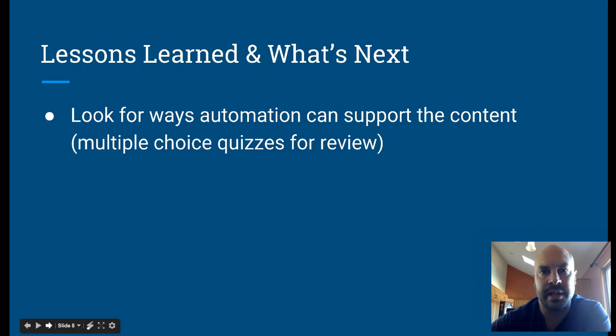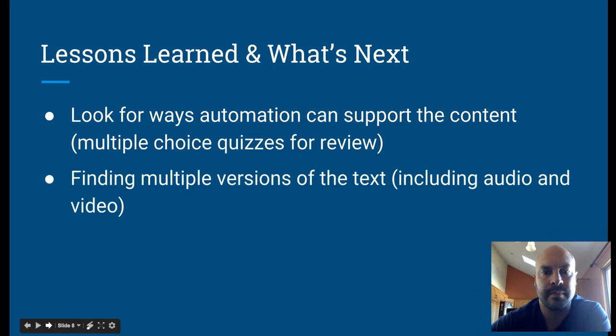I continue to look for ways that automation can support the content, trying to include more progress indicators, more feedback loops, and more multiple choice quizzes for students to review. And beyond what I showed with the PDF files and the Google Docs, I'm always looking for other audio versions, other versions of the text for students that might struggle with reading the original source material, and some video versions. I found some animations for some of the items in the course.